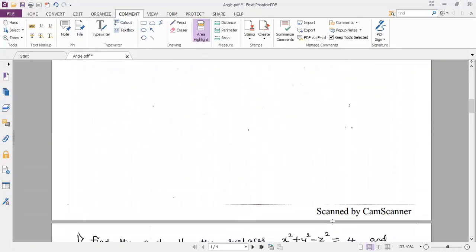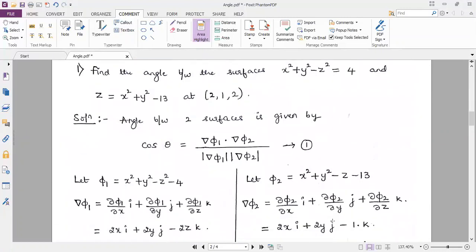Let's move ahead to problems. Find the angle between the surfaces x square plus y square minus z square is equal to 4 and z is equal to x square plus y square minus 13 at 2, 1, 2.